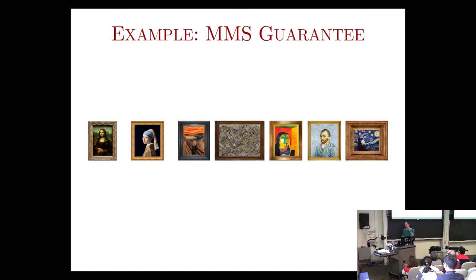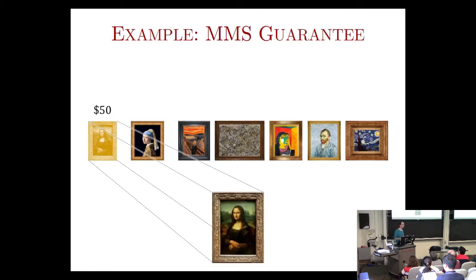So the sister says, well, okay, first I need to evaluate the items. So she's looking at the items, and she's like, well, the Mona Lisa is obviously very valuable. Let's say $50.